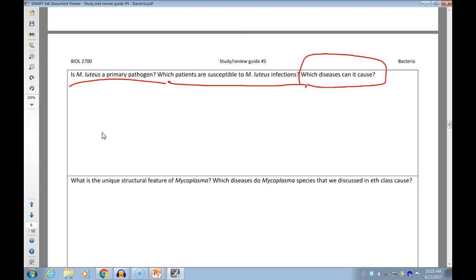Unique structural feature of Mycoplasma, we just answered that question, lack of cell wall. Which diseases? We talked about walking pneumonia, infection with Mycoplasma pneumoniae, and sexually transmitted Mycoplasma genitalium that causes cervicitis, infection of the fallopian tubes, and may lead to pelvic inflammatory disease. Okay.